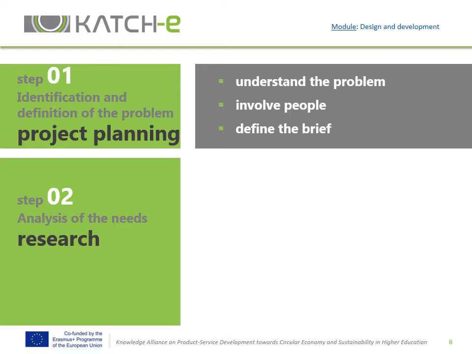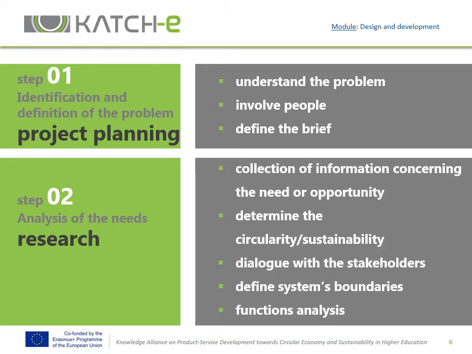Step 2 needs analysis. In this step, the relevant baseline information concerning the need or opportunity has to be gathered and analyzed, so that the circular strategies for the new solutions are appropriately defined. The main objectives are to determine the circularity, environmental, economic and social aspects of the reference product in dialogue with the stakeholders. For a circular service, it is fundamental to increase the system's boundaries and analyze the functions that need to be fulfilled and the requirements and drivers from stakeholders.